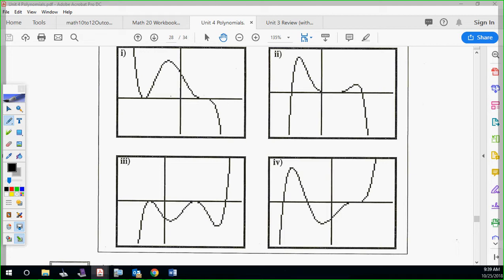Part 1, how many distinct zeros do you see? 2, that's it, right? There's just 2, no, you have to look at the x-axis. There's this spot and this spot. So first for number 1, 2 distinct zeros.